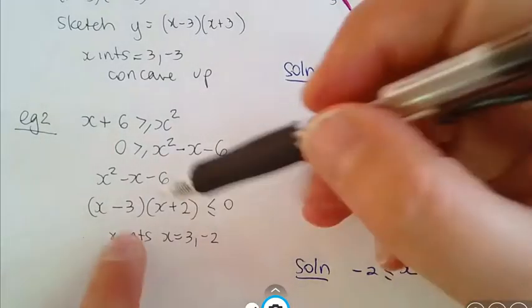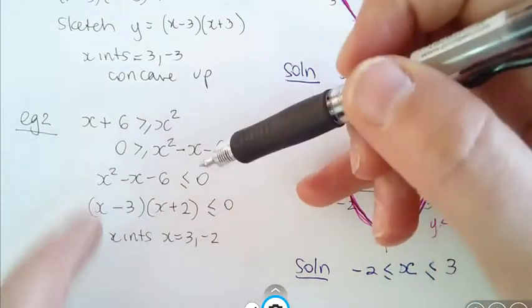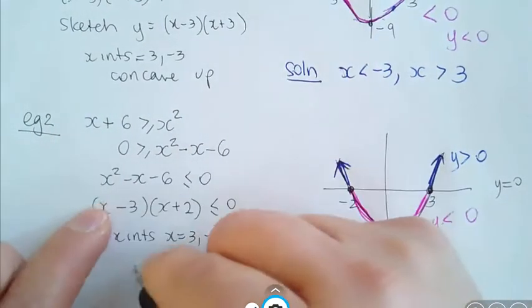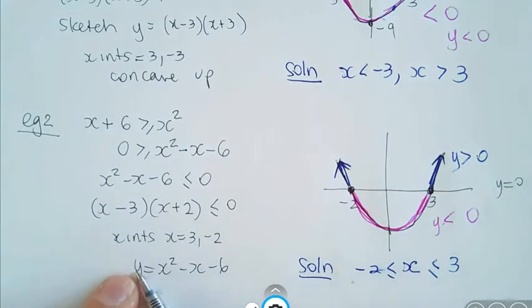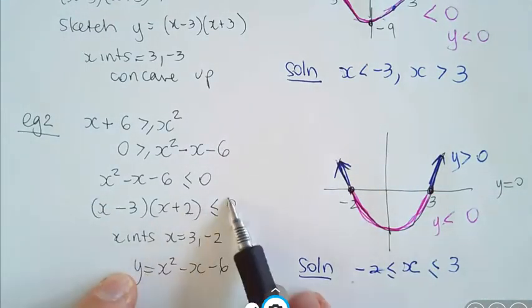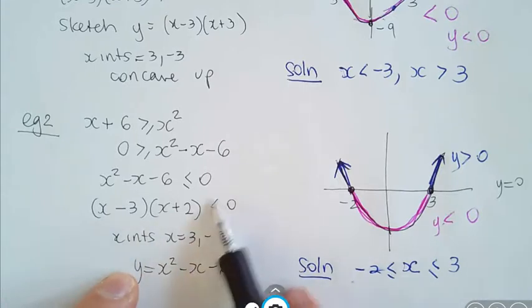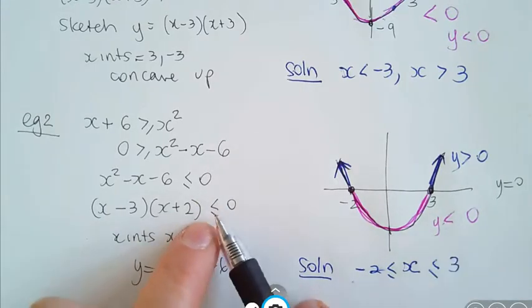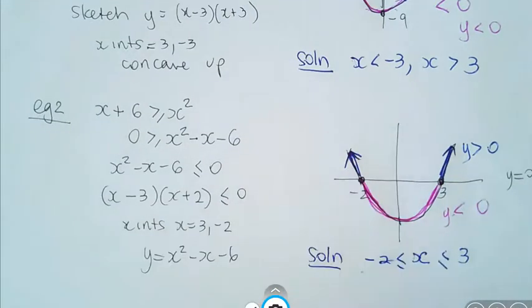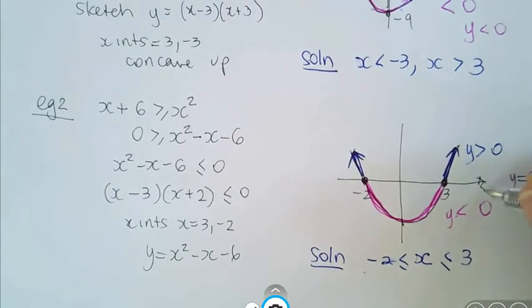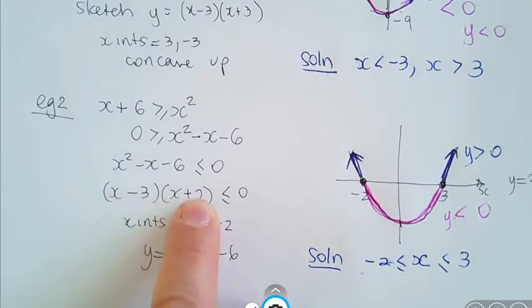So remember, you're sketching y equals x squared minus x minus 6. So you want where y is 0 or less than 0. You want this to be underneath, but also equal to 0. It's equal to 0 on the axis. So the same sign that you see written here.